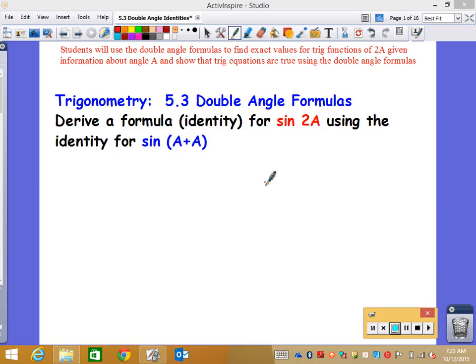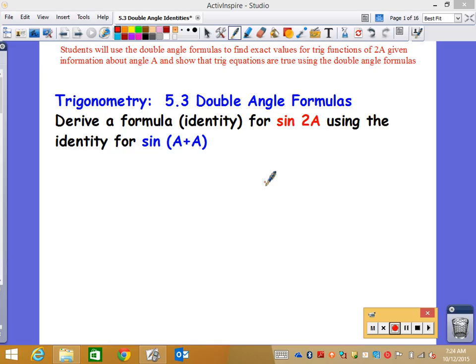We're talking about 5.3 today, which is the double angle formulas. I'm going to go ahead and derive or prove this first one, what the sine of 2a is. And then you guys can hopefully look at the rest of them on your own, just to really understand, hey, this is where they come from.